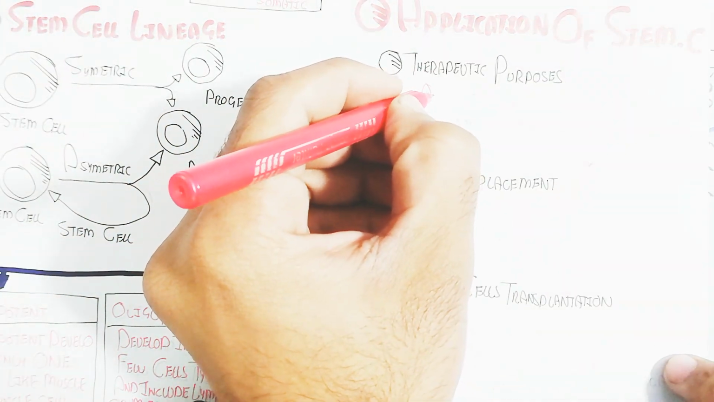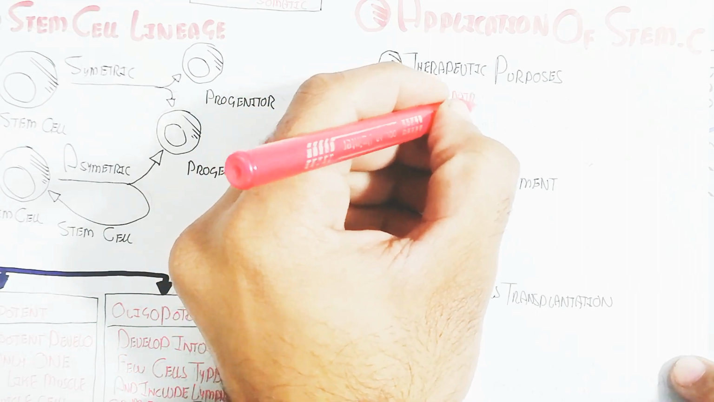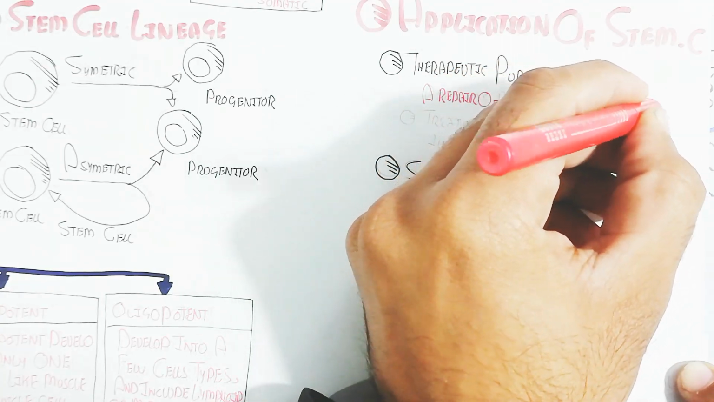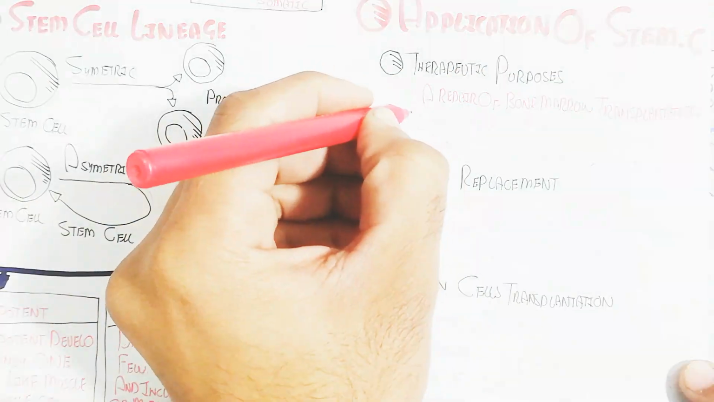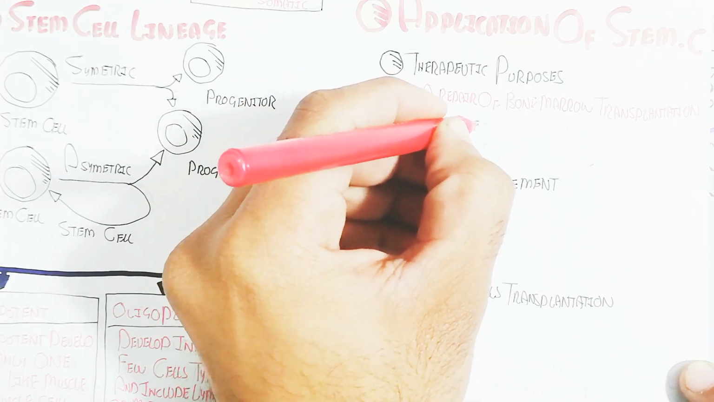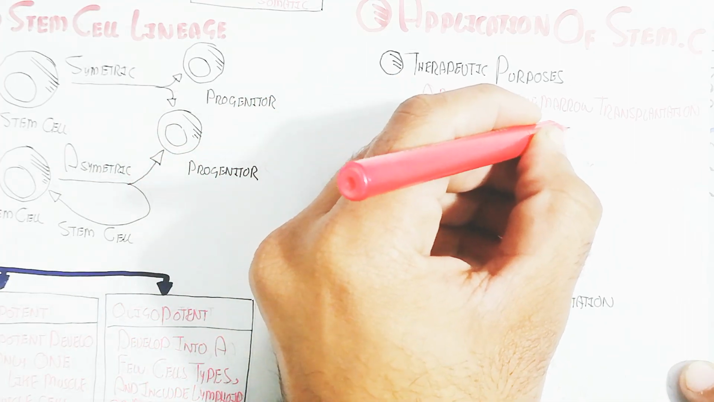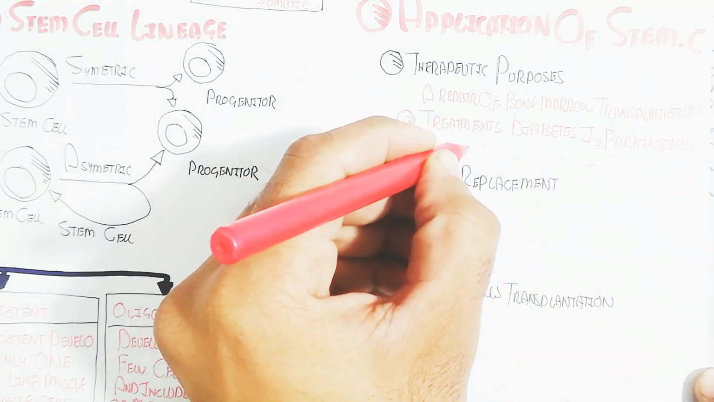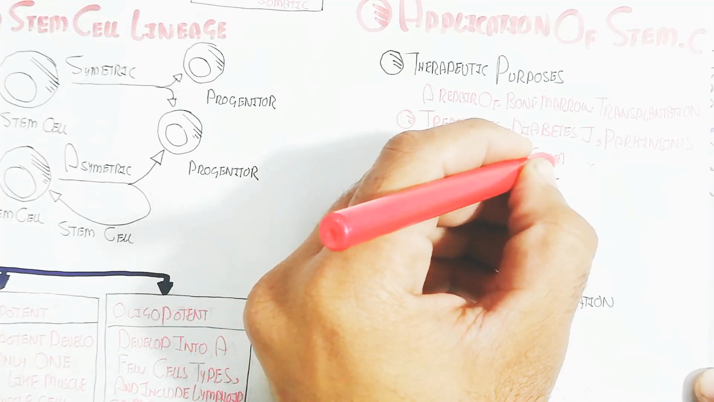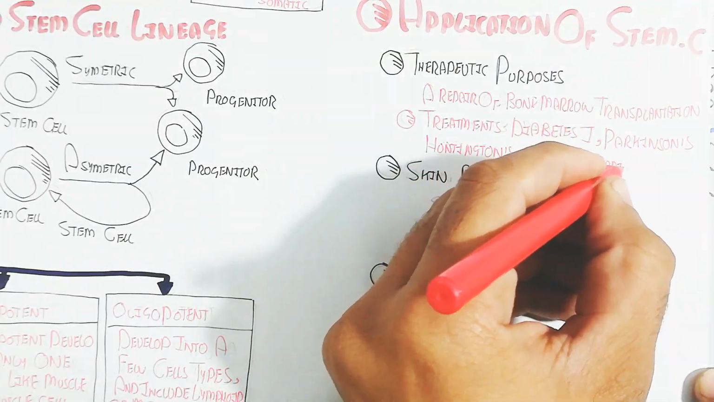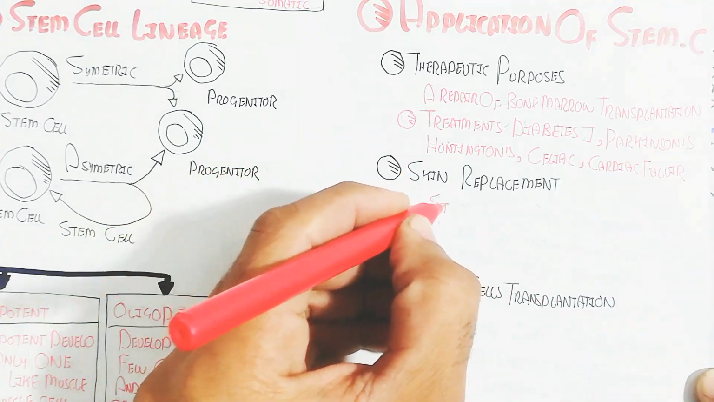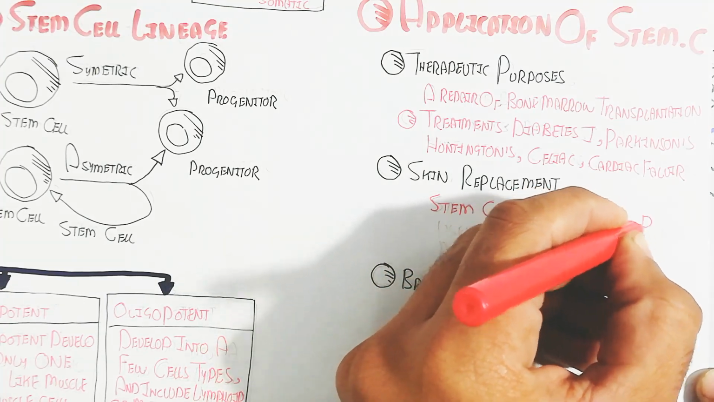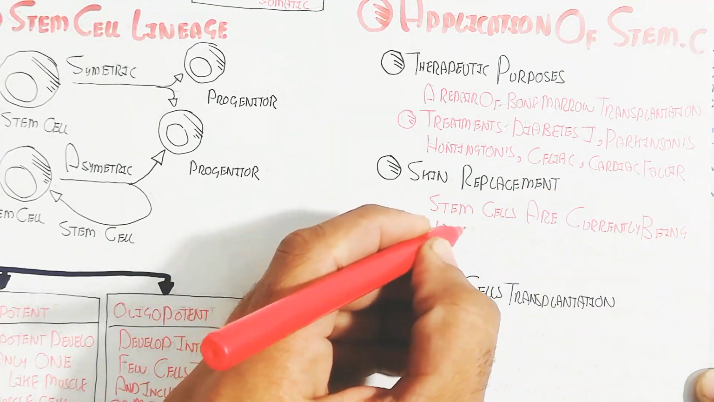The application of the stem cell is for therapeutic purposes, skin replacement, and brain cell transplantation. Therapeutic purposes include repair, bone marrow transplantation, and treatment of diabetes 1, Parkinson's, Huntington's, celiac, and cardiac failure disease. These diseases are genetic, and we can transplant the stem cell into the pancreas, for example the beta cell, which after differentiation will produce the beta cell, and in this way the transplantation will work.